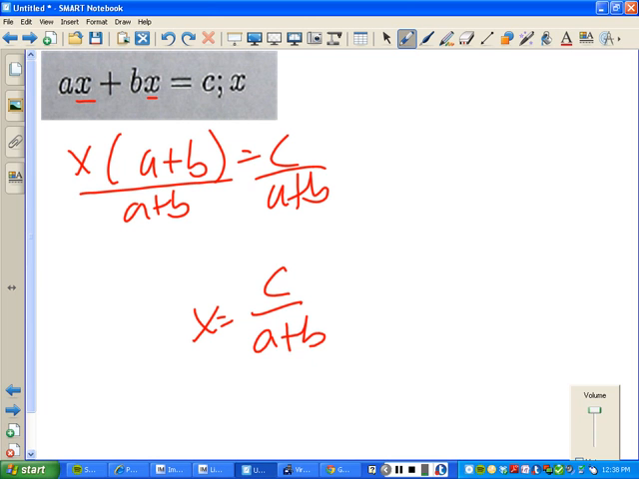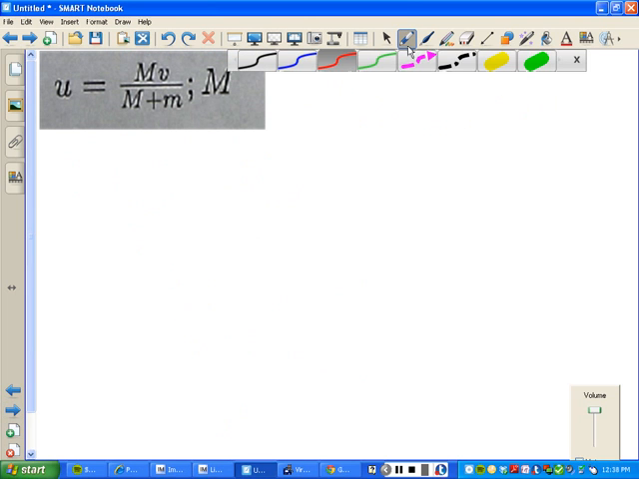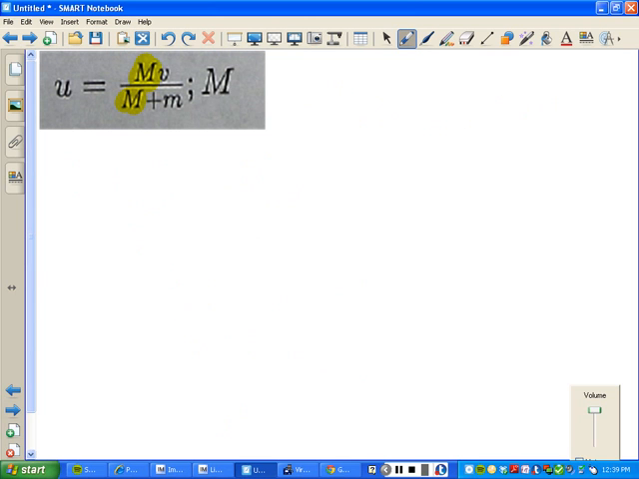If there are 2 of the same terms you're solving for, that is an indication that you have to factor. So let's fast forward to this one. What are you solving for? You're solving for big M, right? So you have this one and you have this one. There's 2 of them, so at some point, we had best invoke factoring.